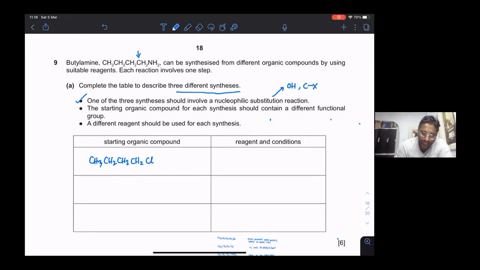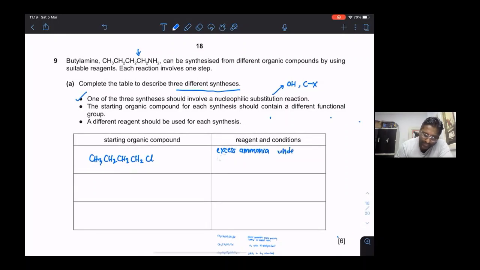And the reagent is going to be, they are going to react with excess ammonia. Okay, excess ammonia. And then the pressure must be higher, so under pressure. Under pressure, and this one is quite special. Okay. This one must be heated, heated in a sealed tube.